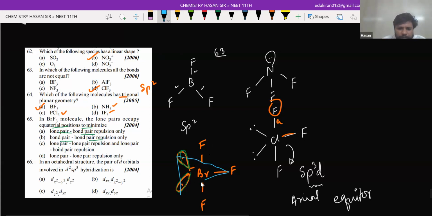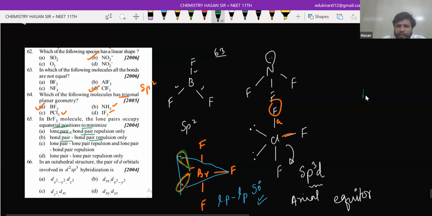It will be like this. Okay, so here the lone pair is at 90 degrees, so the repulsion will be very, very less. No, no, not 90 degrees. Yeah, you can consider it at 90 degrees.